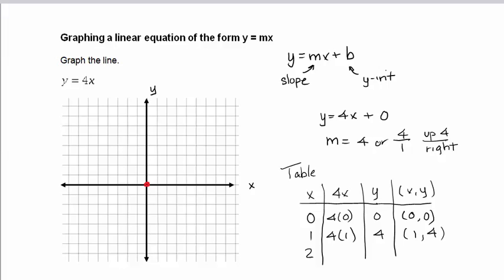So let's go ahead and plot that point. 1, 1, 2, 3, 4. And my third point is 2. So I have 4 times 2. That's my x, and I get 8. So my point is 2, 8. 1, 2, 1, 2, 3, 4, 5, 6, 7, 8. So there are my 3 points, and I get the exact same line.